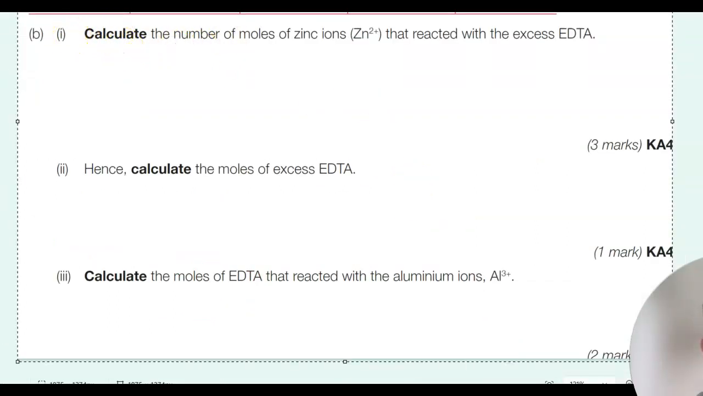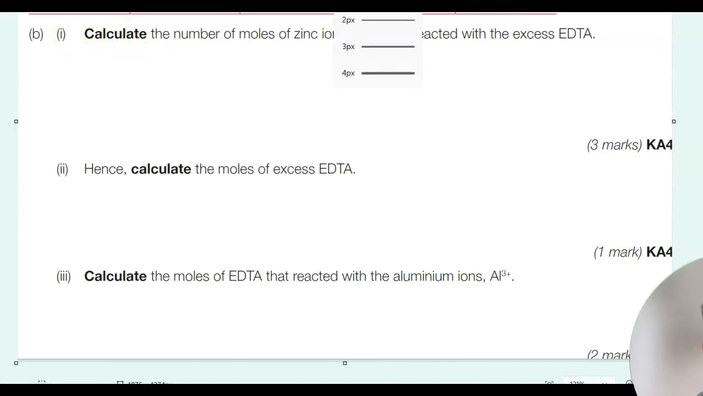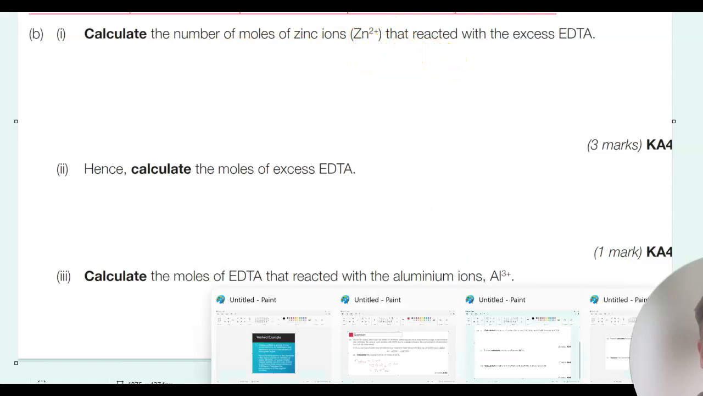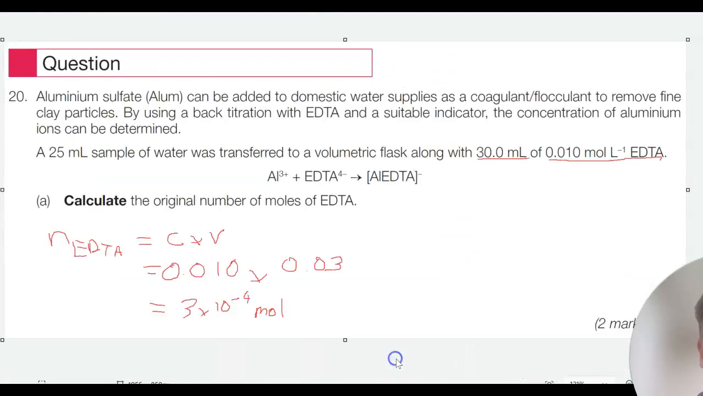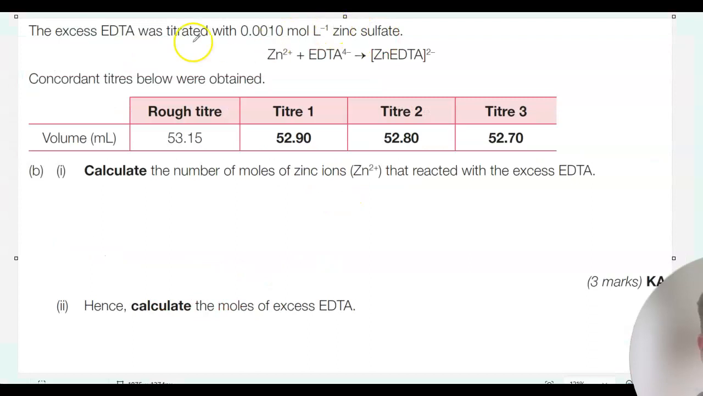For part B, calculate the number of moles of the zinc ions that reacted with the excess EDTA. So we'll just need to flick back, and the zinc ions here. So I missed a part of the question here. So the excess EDTA was titrated with 0.0010 mole per litre zinc sulfate, and we had the concordant titres below. So calculate the number of moles of zinc ions that reacted with the excess EDTA.